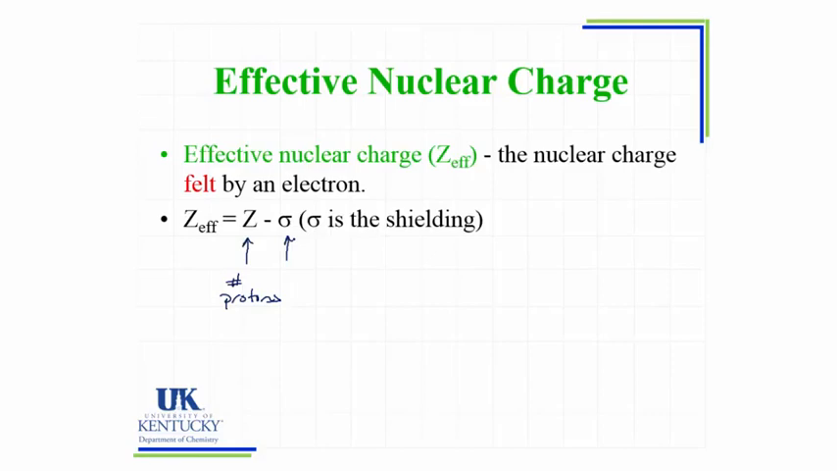So each electron has an effective nuclear charge, what it senses that nucleus as being. The stronger that effective nuclear charge, the more tightly the electron will be held onto that nucleus. The lower that effective nuclear charge, the further away that electron will be from the nucleus because it's not getting the same tug from that electrostatic attraction.